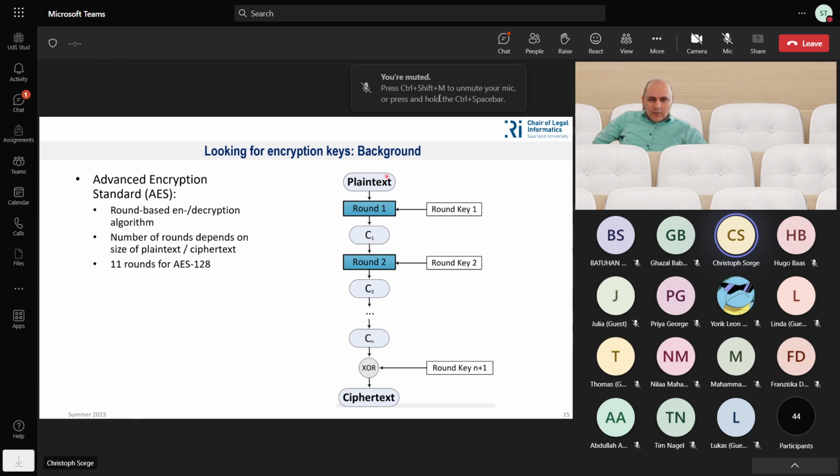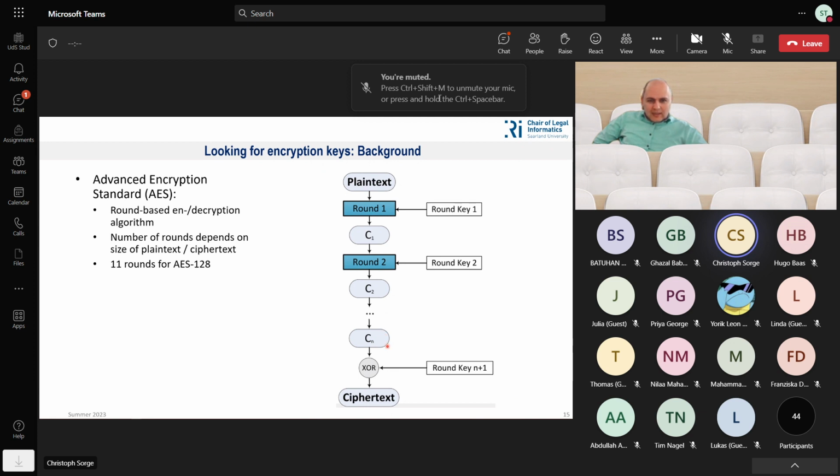So basically what we have is the plaintext, and in the first round we do some operations with the round key and the plaintext, and the result is some intermediate state, and we continue that for a number of rounds.